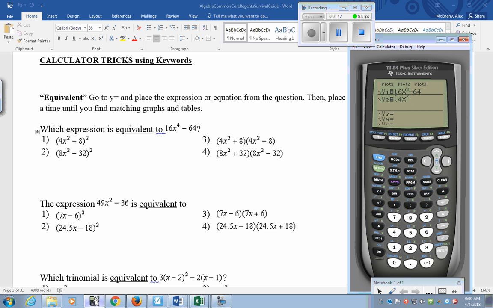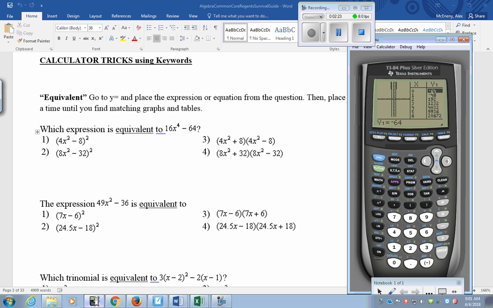So we got 4x squared minus 8 squared. And if you have your calculator set to graph-table, by hitting the mode button, then you do second graph, it'll give you a picture of the graph itself and the table. What you're looking for, if it's the wrong answer, is 2 different graphs. And if you don't see 2 different graphs, and we see 1 graph, make sure you check the table.